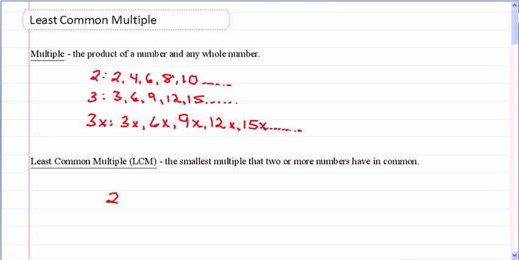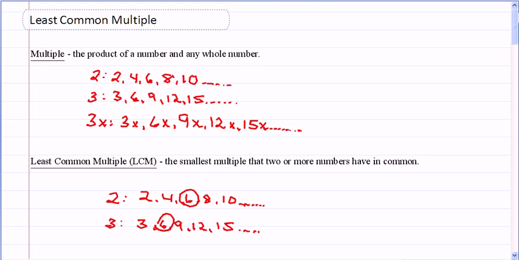And again, multiples continue. The least common multiple is the smallest multiple that 2 or more numbers have in common. So if I list the multiples of 2 and 3 again, since both of these lists continue, they would have many multiples in common. But the least common multiple is the smallest number that they have in common, which is 6. So we would say that the least common multiple between 2 and 3 is 6.